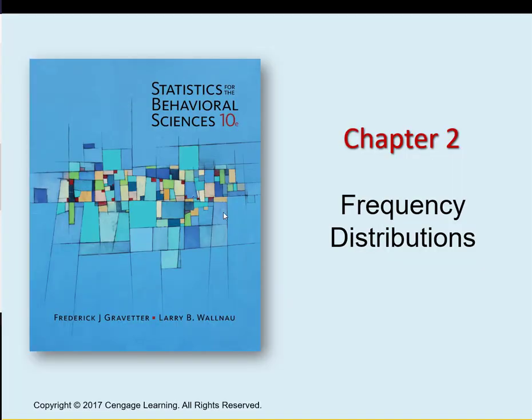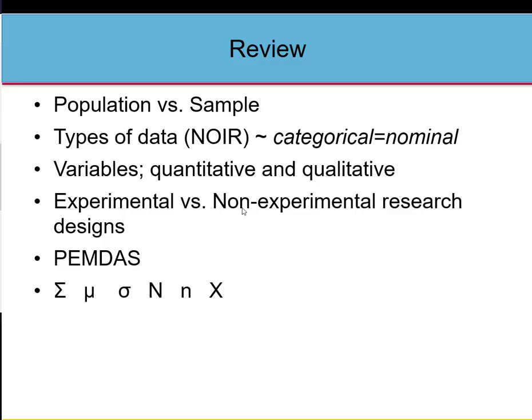Alright, so we're going to talk about two chapters this week. Chapter 2, which is frequency distributions, and Chapter 3, which is measures of central tendency. Okay, so just a brief review from what we talked about last week.